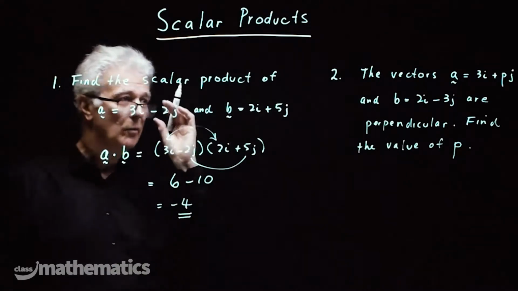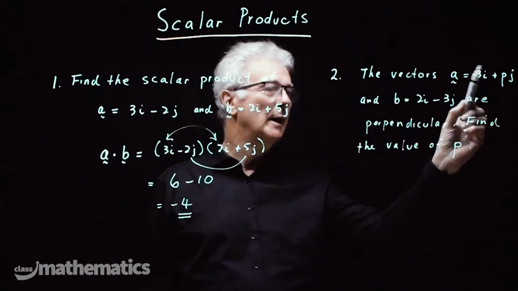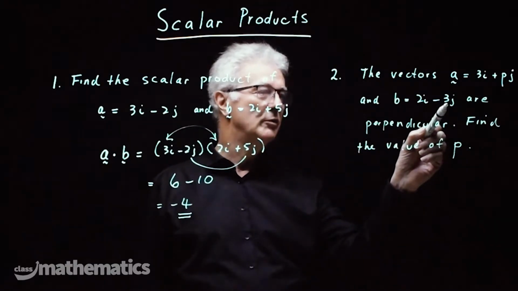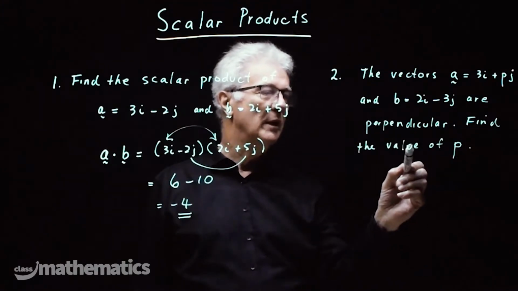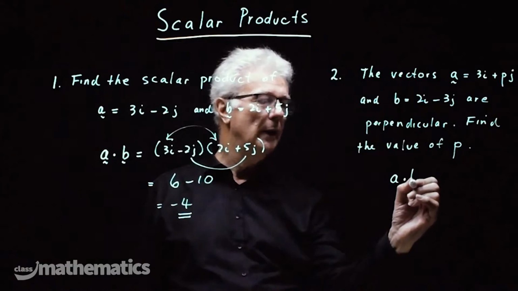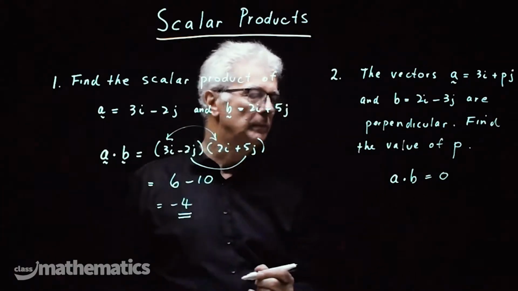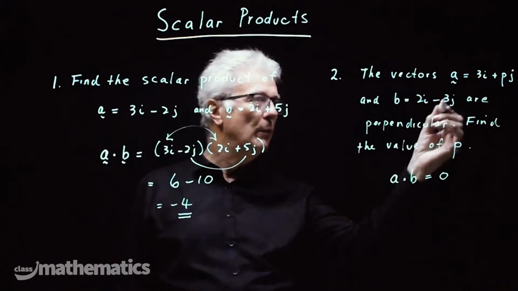Now in this case, given the vectors 3i plus pj and 2i minus 3j, we know they are perpendicular, at right angles to each other. We have to find the value of p. Now, if they are perpendicular, then the dot product is simply equal to 0. We'll look at why that is a bit later on. So now we'll multiply them together.